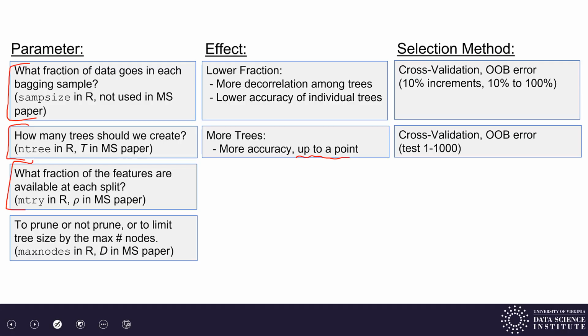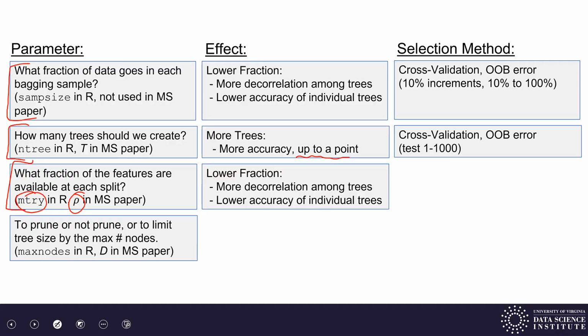And so the next parameter is the fraction of features available at each split. Remember, by selecting only some of the features for each split, we make our trees different from each other. We're forcing them to be different from each other. We're creating more variety among our trees, or we're decorrelating the trees. This parameter that gives us the fraction is called mtry. In the R software, it's called mtry. This is probably the most important parameter that you're going to be tuning for a random forest. A lower fraction creates more decorrelation among the trees, so the trees are more different.